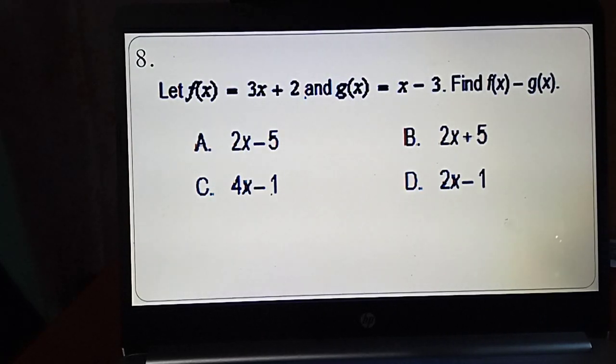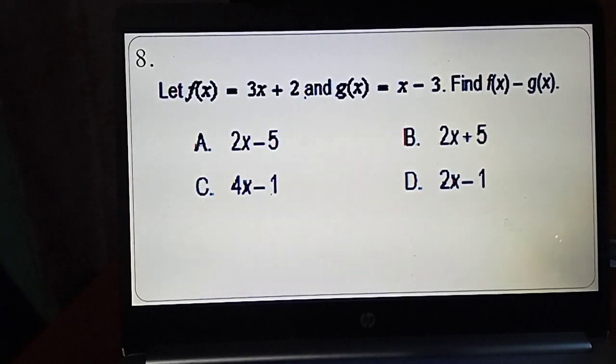Number 8. Let f of x equals 3x plus 2 and g of x equals x minus 3. Find f of x minus g of x. So this is 3x plus 2 minus, let's write x minus 3 as a quantity. So minus, open parenthesis, x minus 3, close parenthesis. Okay. So the result is 3x plus 2 minus x plus 3.